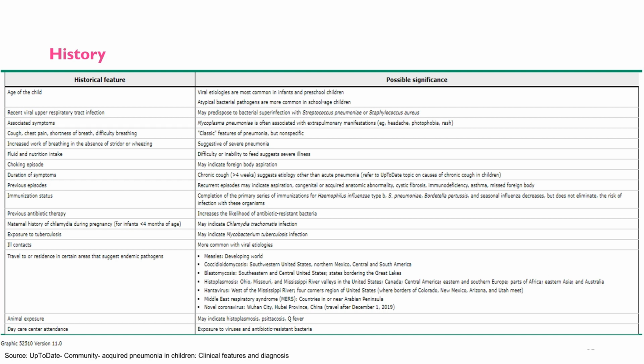If you have a history of a choking episode, this will raise your alarm bells for an aspiration pneumonia. And if you have a duration of symptoms which is going very long, like more than 4 weeks, you'll think about the other dangerous etiologies. Like we mentioned previously, it could even be TB in the child. So I'll leave the rest of the reading to you. This table was taken from UpToDate.